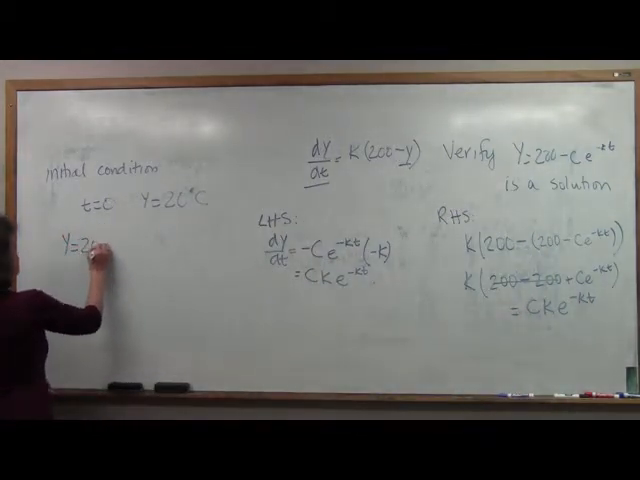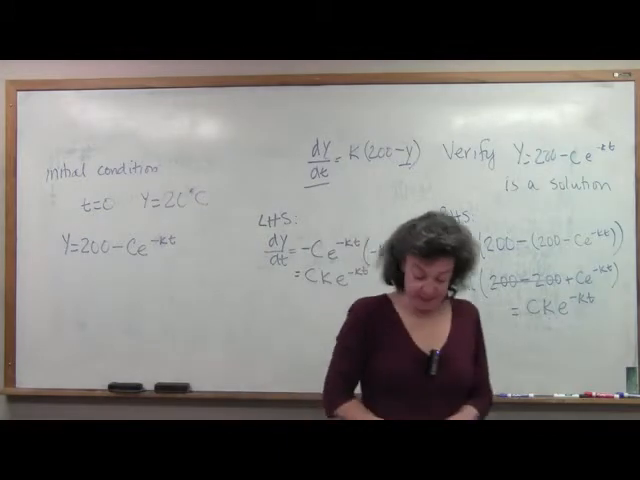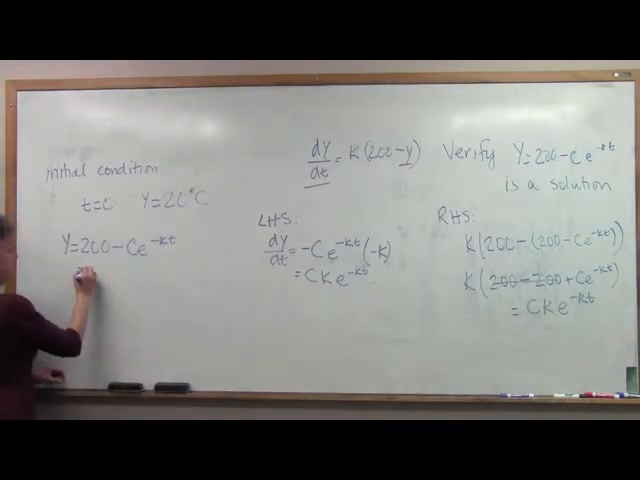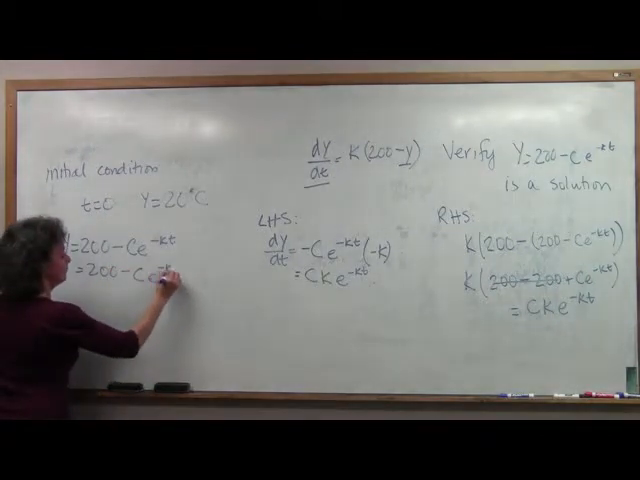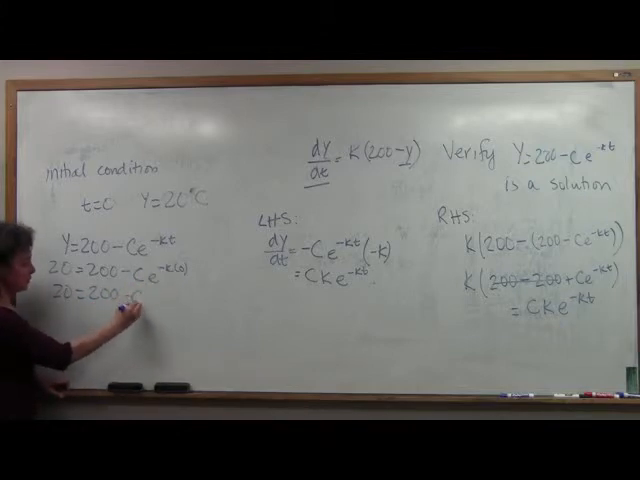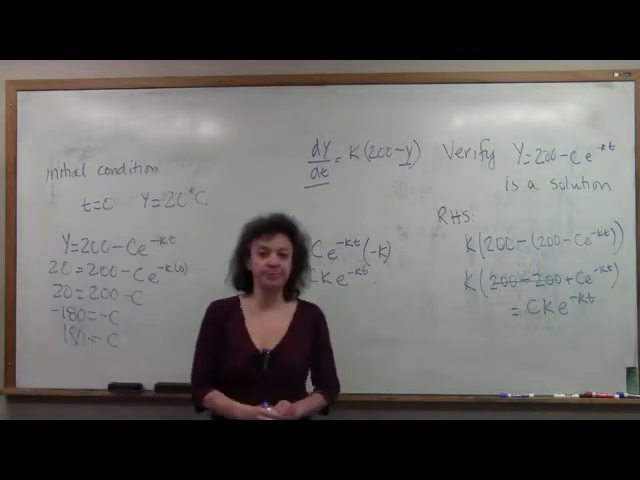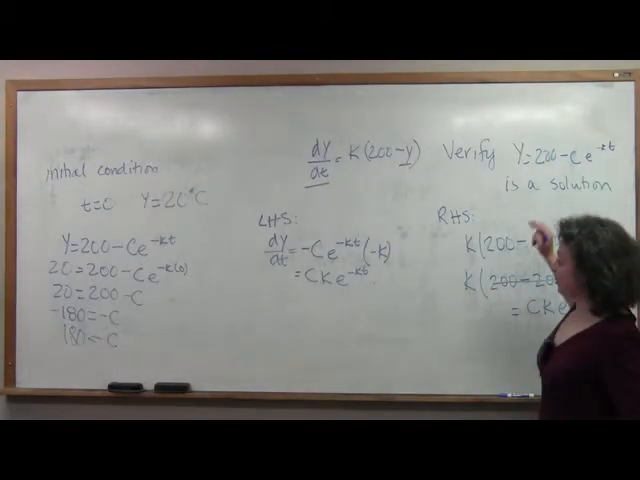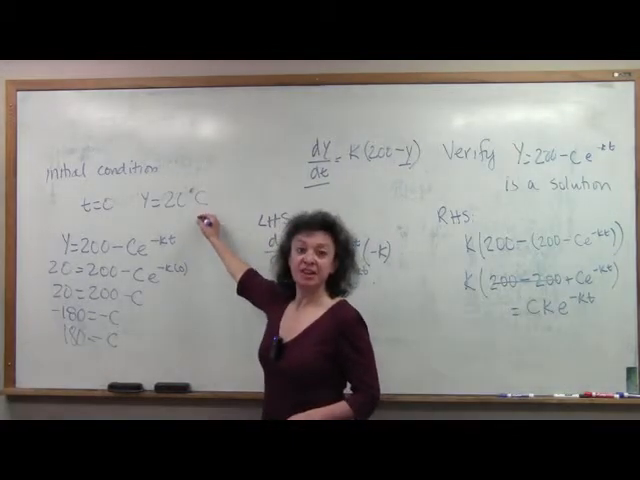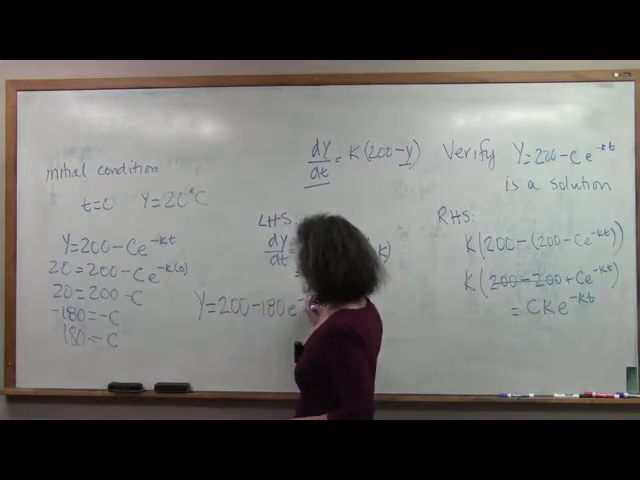We know y is 200 minus c e to the negative kt. So what will that give us? Well, we're given that when t is equal to 0, my temperature is 20. So what do I get? I get 20 is 200, e raised to the 0 power is 1, so minus c. So we can subtract 200 from both sides to get negative 180 is negative c, or c is 180. So while we saw that this is our general solution, what we can say is, given this initial condition, my particular solution is 200 minus 180 e to the negative kt.